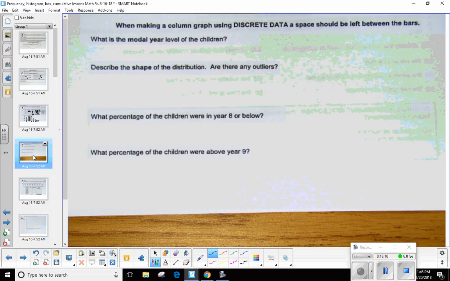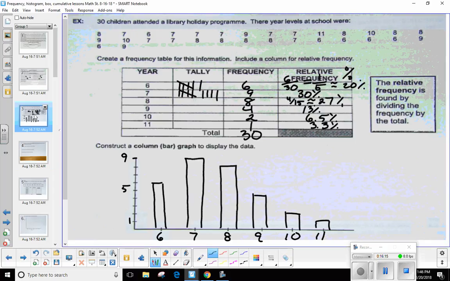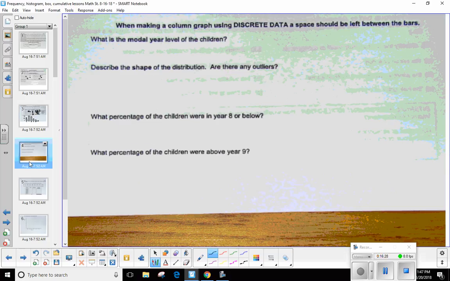What is the modal year level of the children? So what does modal mean? The biggest, the one that occurs the most. The element that occurs the most, the mode. So that would be what year? 7. Because in the table we see that it has the highest frequency, and in the graph it has the highest bar. So the 7th year.